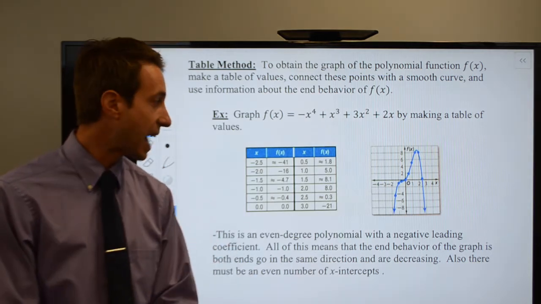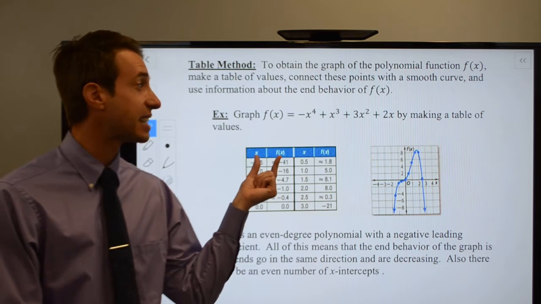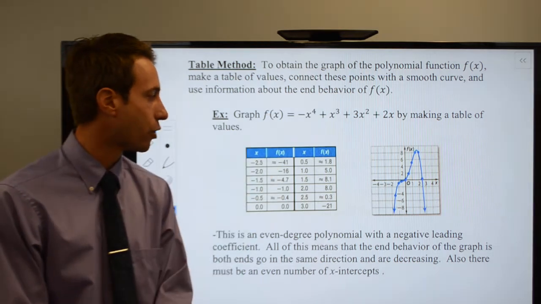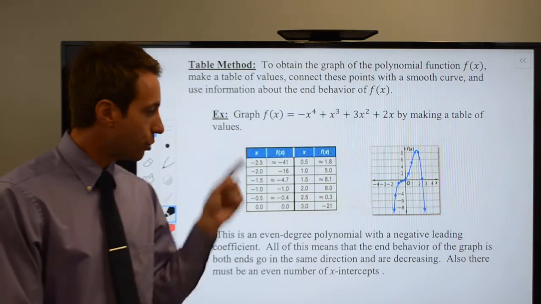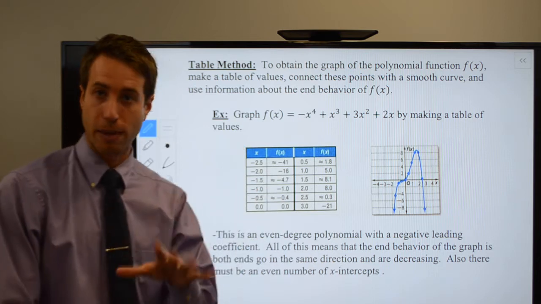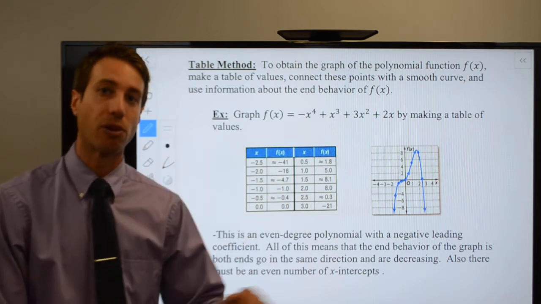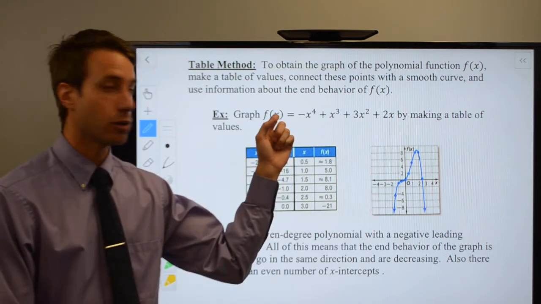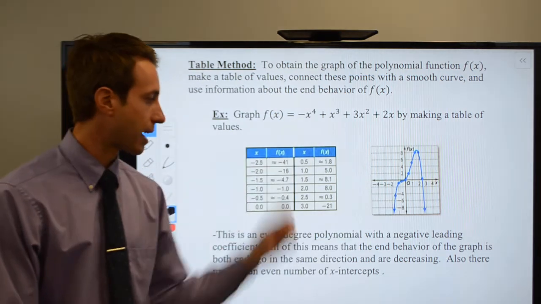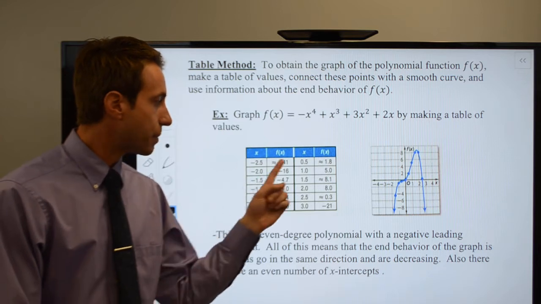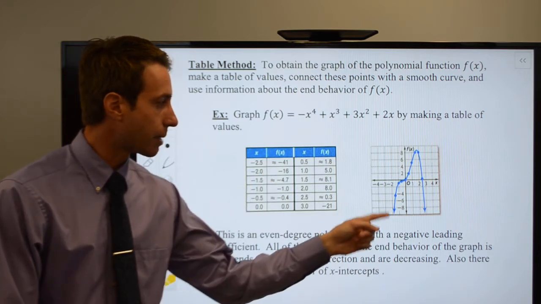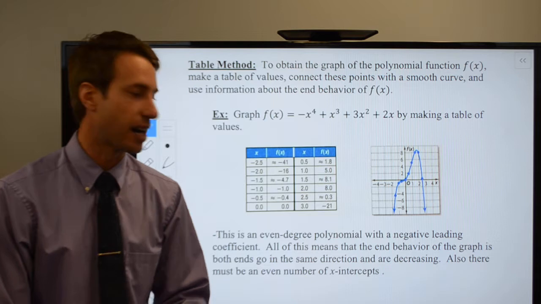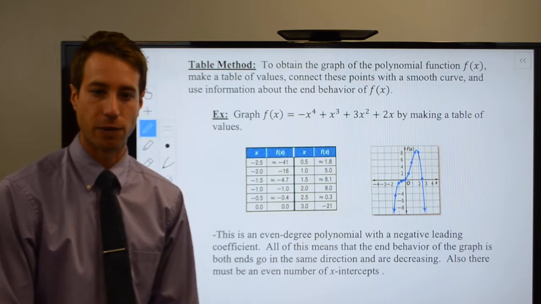You'll set up an xy table, in this case x and f of x, because that's what we've named our polynomial. You choose the values of x. Remember, you pick the domain values, plug them into the polynomial, and then the polynomial gives you the range value, the f of x, which you just put in the chart. These become ordered pairs, x, y. You plot your points, connect the dots, and you've got yourself your graph of your polynomial.